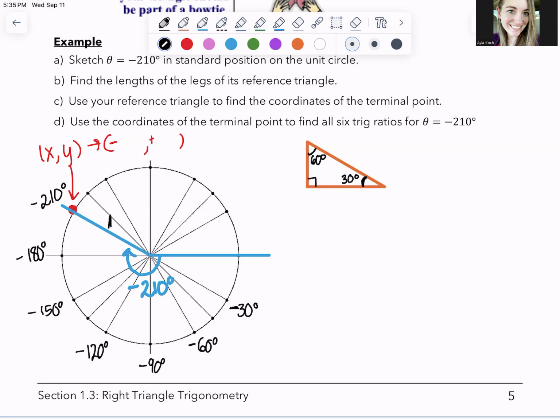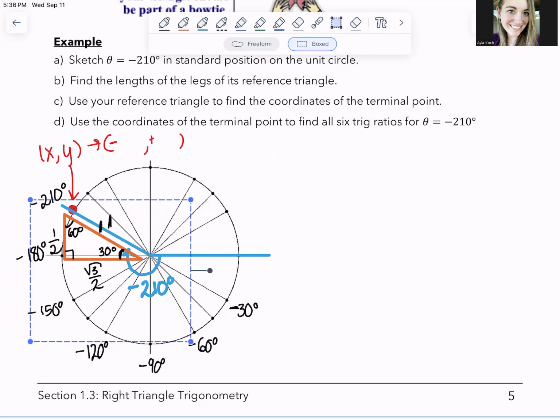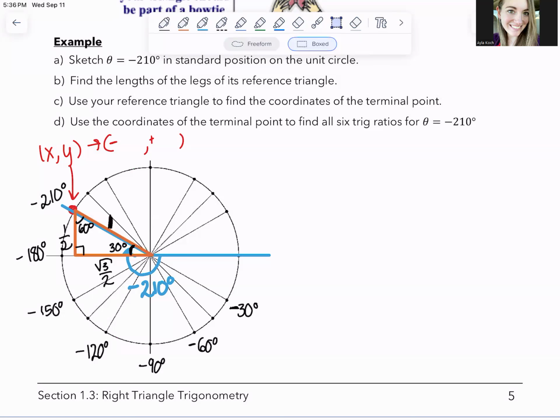And we know that the unit circle has a radius of 1, so the hypotenuse on this triangle is 1. We know that the side opposite the largest angle is the larger one, so that is going to be the square root 3 over 2 from our special triangle. And then 1/2 opposite the 30-degree angle. If I plug this right over here, well, the x value should be negative square root 3 over 2. And the y value should be positive 1/2.